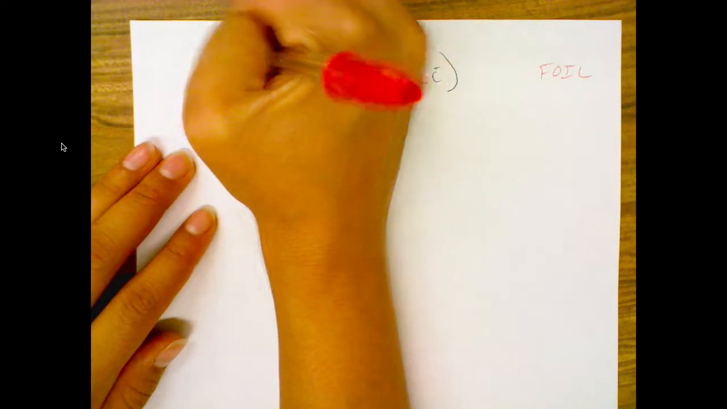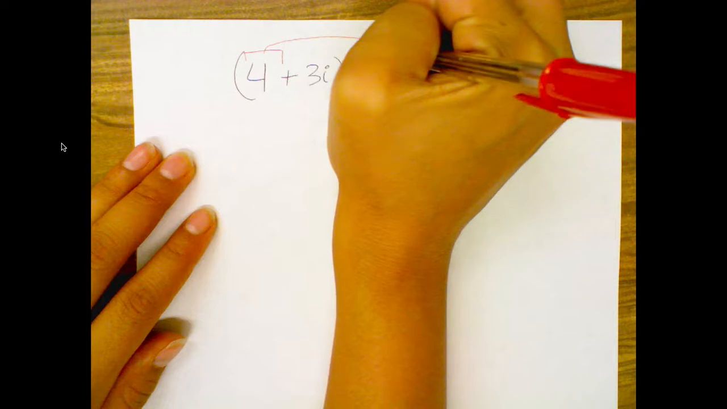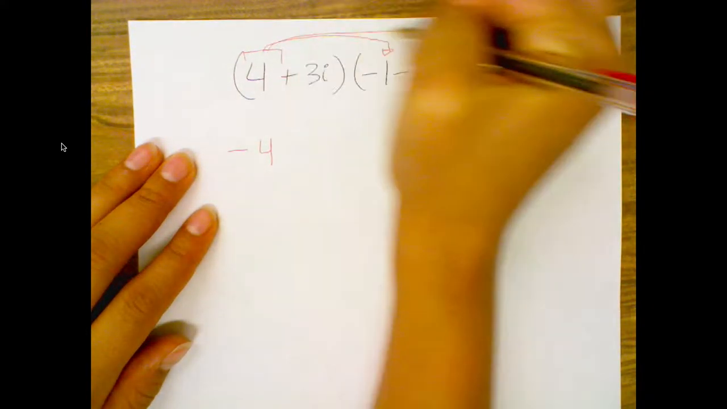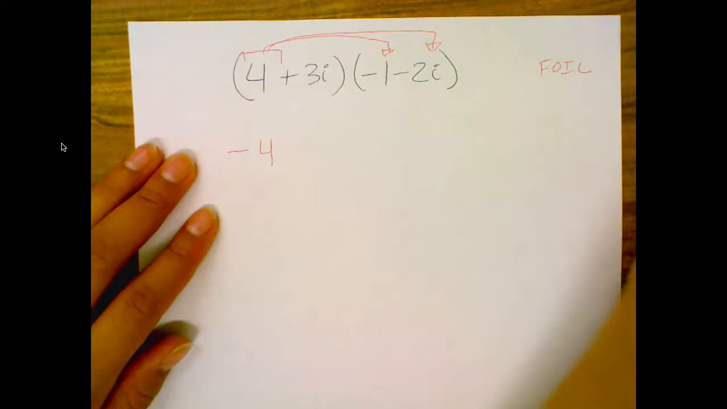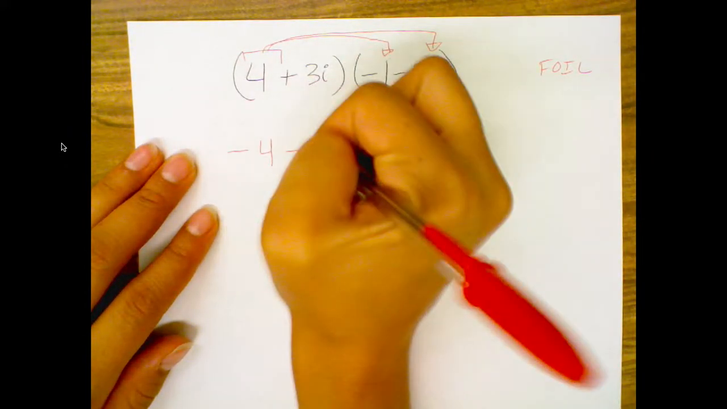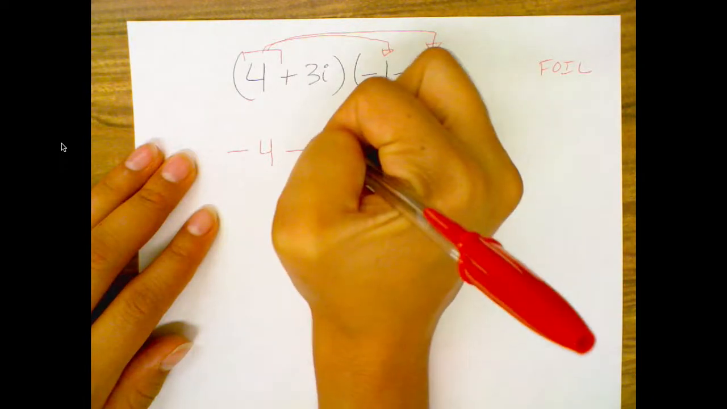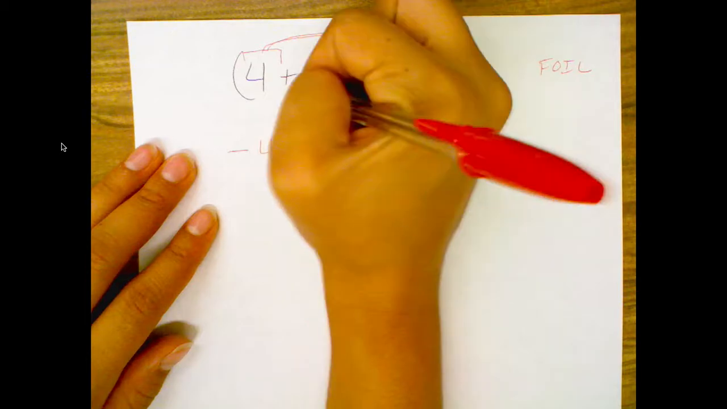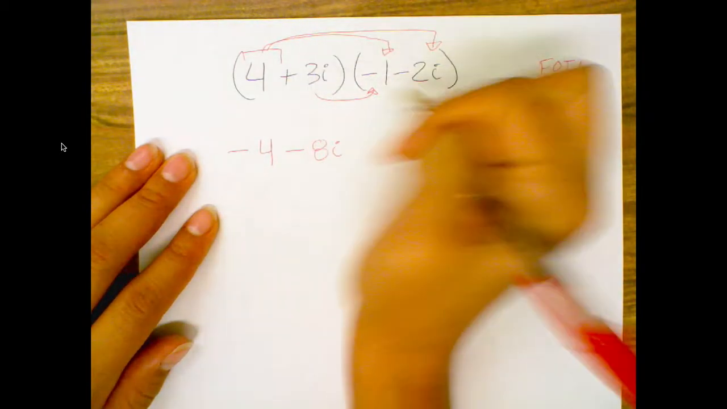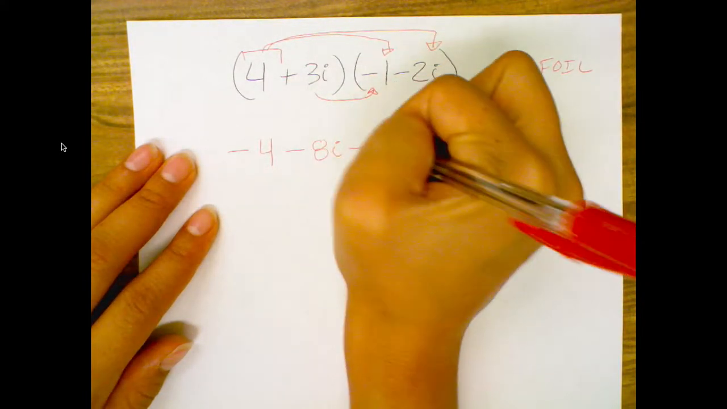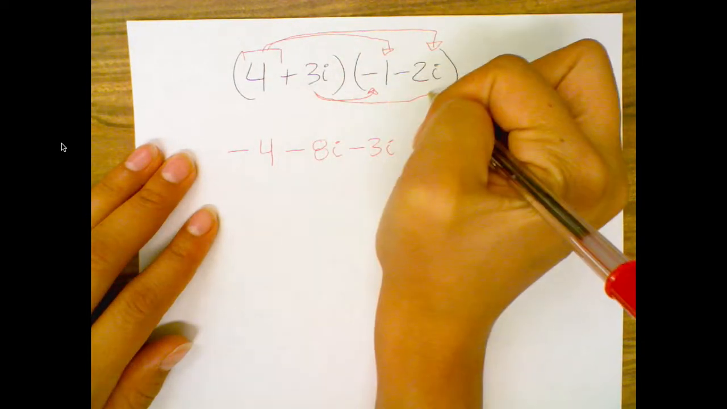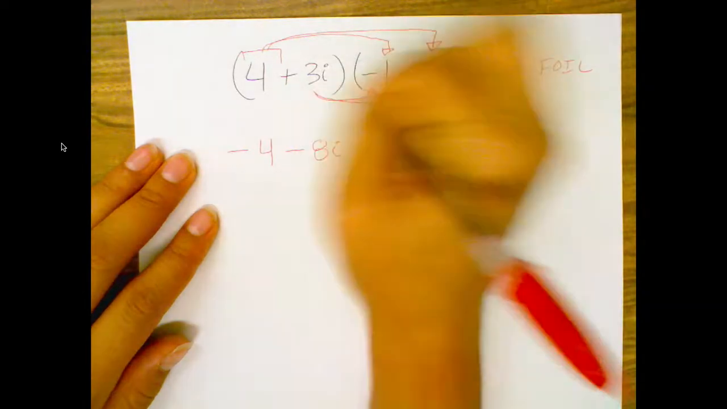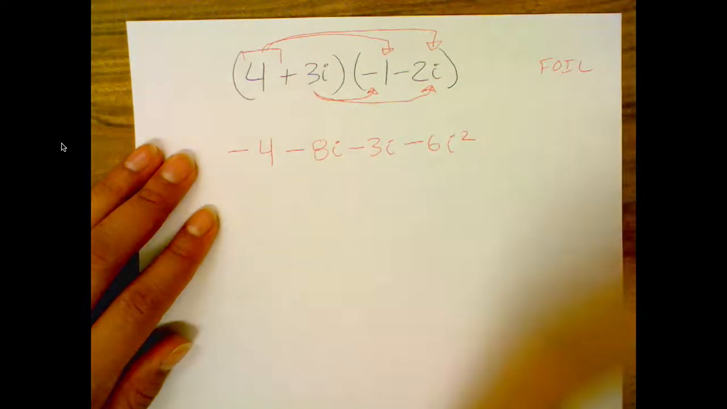FOIL would be multiply the first with the first. So 4 times -1 is -4. First with the two outsides is the O, so 4 times -2 is -8i. Then the two insides, so 3 times -1 is -3, and then we have the i. And then the two last ones, 3 times -2 is -6, and then i times i is i squared.